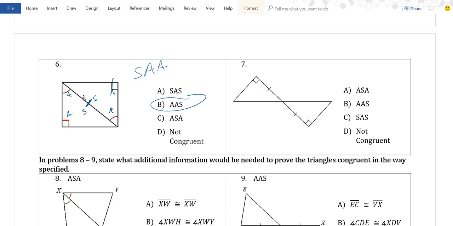On to 7, knowing that nice little pair of vertical angles there, we could see pretty rapidly we have another angle, side, angle example, similar to what we've seen in a lot of these notes. So that's choice A for 7.